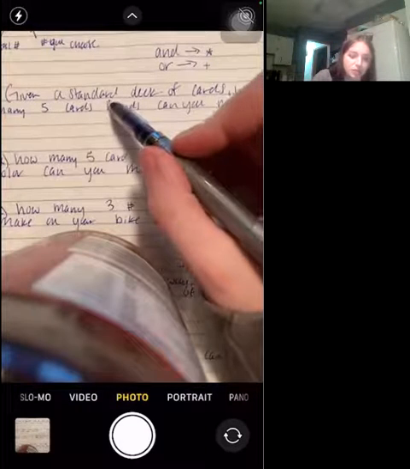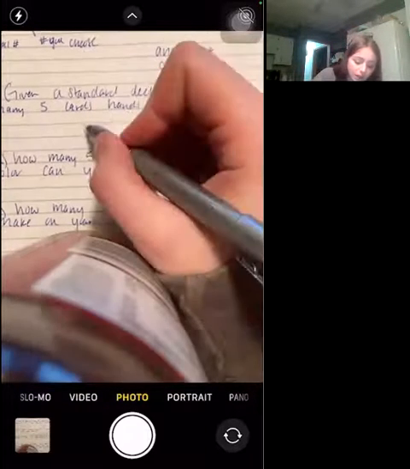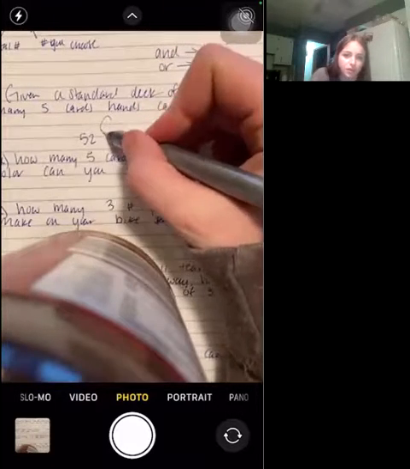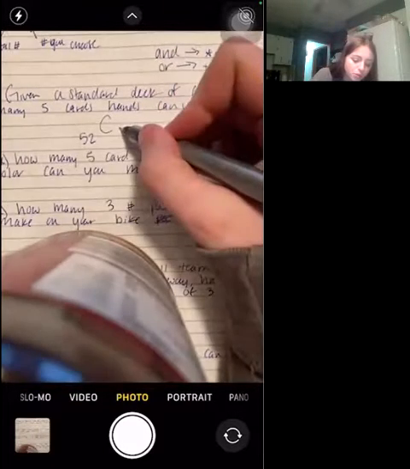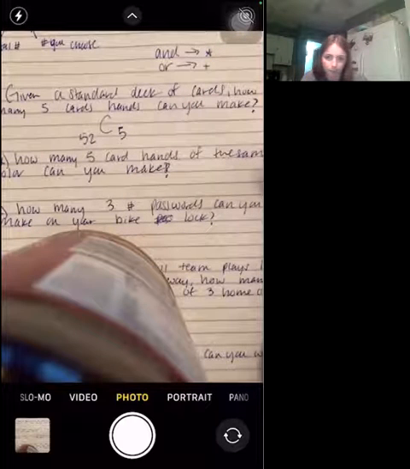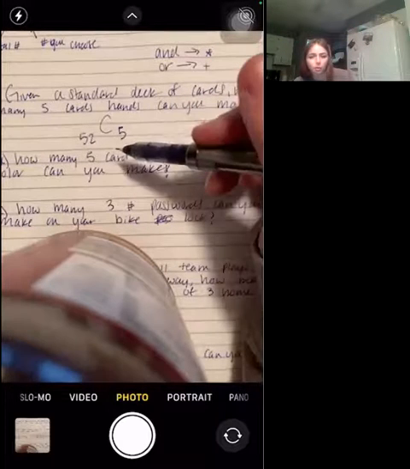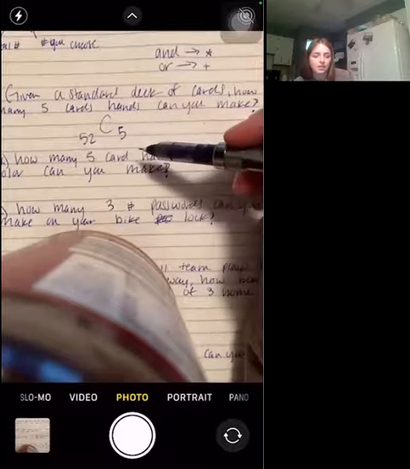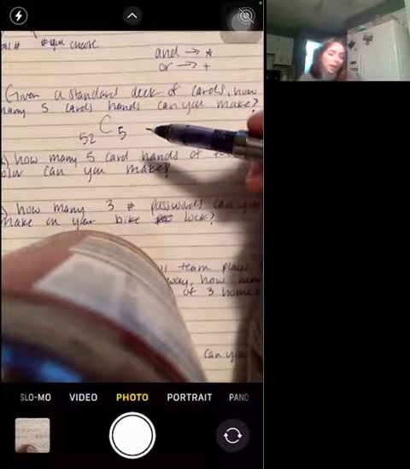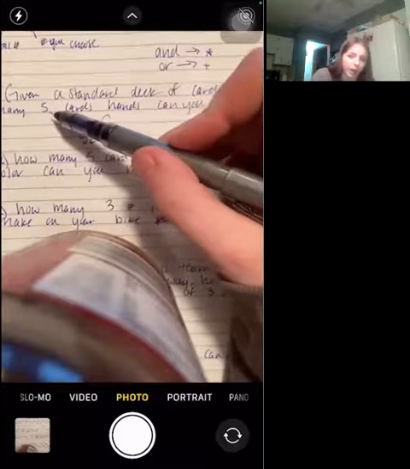So because there's 52 cards in a deck, 52 will be my total number. Of those 52, I'm going to choose 5 of them. Okay, 52, total number of cards. This 5 is simply the number of cards I'm choosing because I need a 5-card hand.